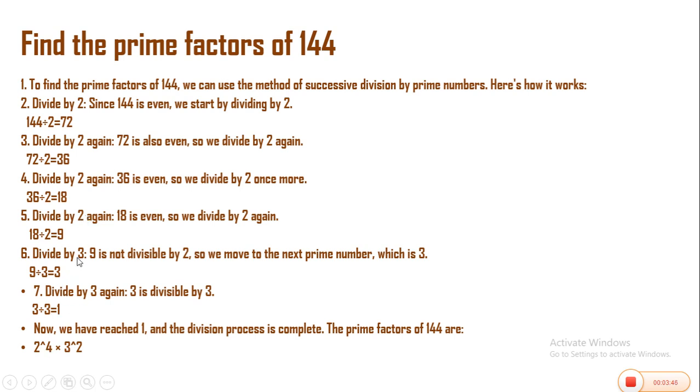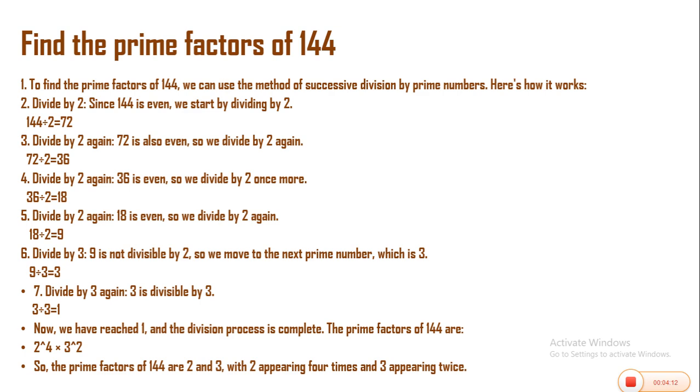Then we switched to dividing by 3. When we divided by 3 the first time, that's 3 raised to power 1. Divided by 3 again, 3 raised to power 2. So that's how we got 3 raised to power 2. So our prime factors are 2 raised to power 4 times 3 raised to power 2. So the prime factors of 144 are 2 and 3, with 2 appearing 4 times and 3 appearing twice.